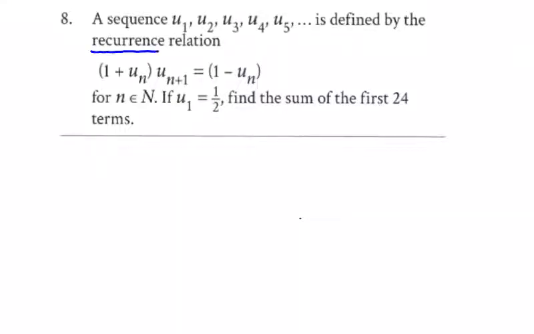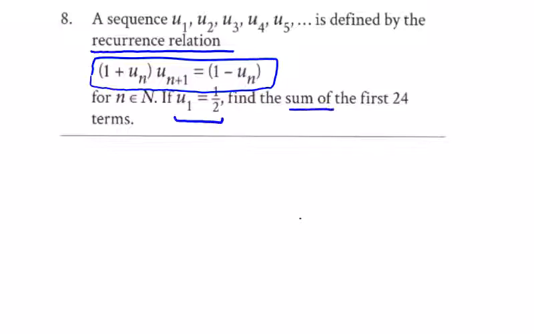In this recurrence relation, we are given (1 plus un) times un+1 is equal to 1 minus un. Looks a little bit confusing, but it's really simple enough, these questions. We're told u1 is equal to a half, and we're asked to find the sum of, so immediately you're thinking Sn is equal to a times (1 minus the ratio to the power of n), all over 1 minus the ratio. So let's have a look at this sequence.